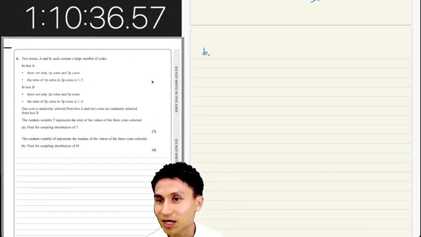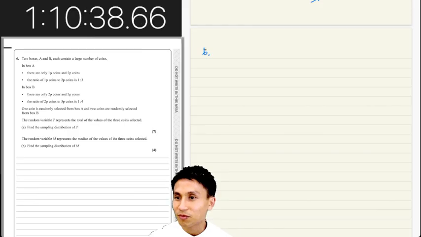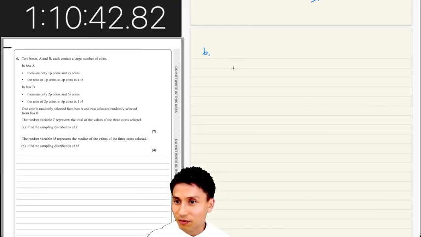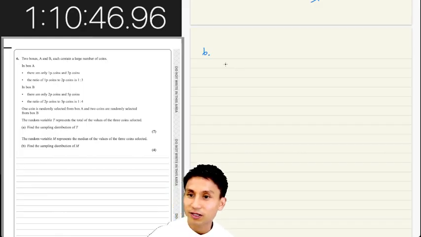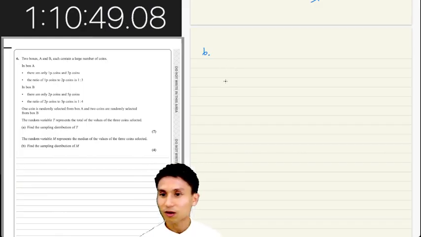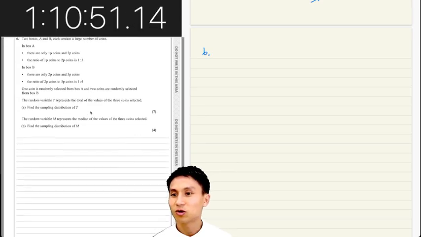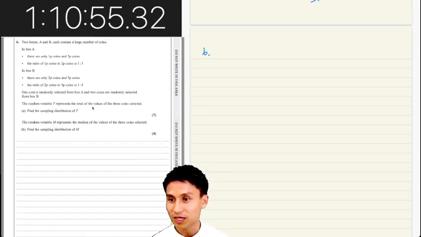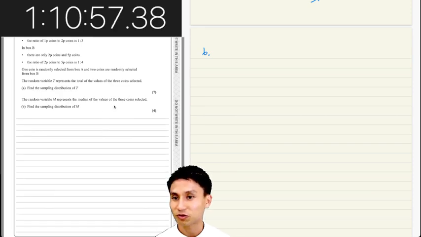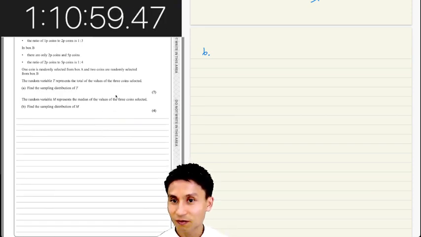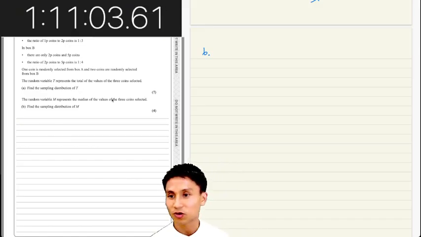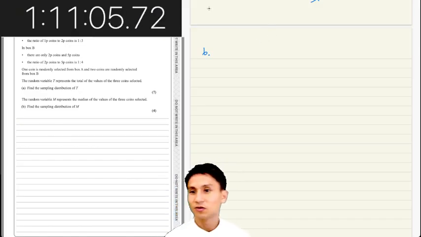Two boxes A and B each contain a large number of coins. In box A, there are only 1 pence coins and 2 pence coins, in a ratio of 1 to 3. Okay, this is a coin problem. Only one coin is randomly selected from box A and 2 coins from box B. The random variable T represents the total of the values of the 3 coins, like adding all the money up from all the coins.